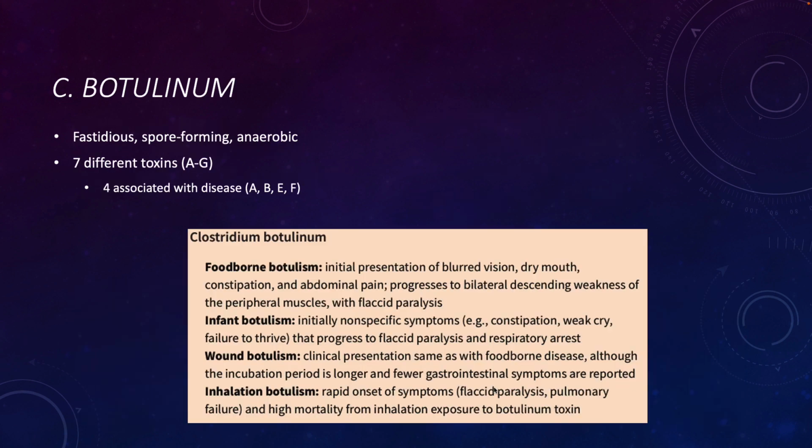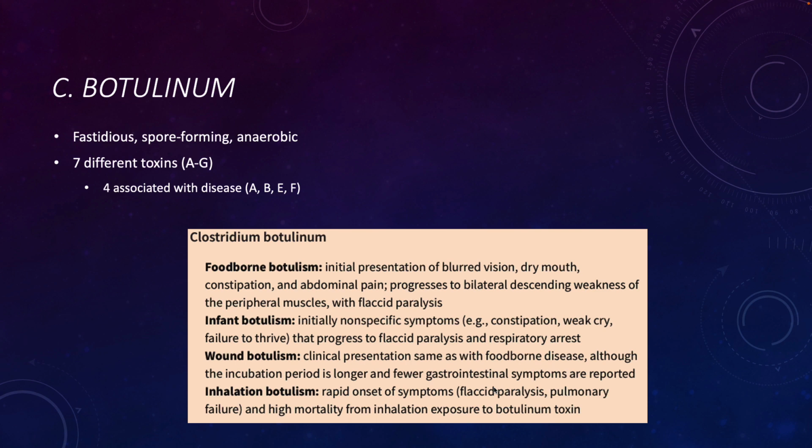Finally, our last Clostridium species is Clostridium botulinum. This is also one that's a little bit difficult to culture. It is fastidious, it is spore forming, and of course anaerobic. It can produce 7 different toxins, A through G. 4 of them, for sure, are known to cause disease, and they cause relatively similar symptoms.